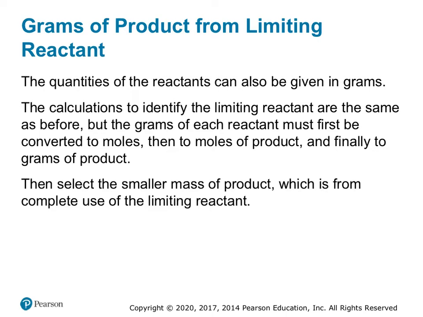Oftentimes, the quantities of reactants are given in grams. That's how we measure in the lab, so that's the more common way we'll be seeing the amounts. The calculations work the same way. First we take grams and convert to moles, then to moles of product using a mole ratio, and finally to grams of product. Again, we're going to select the smaller mass of product, which is from the limiting reactant.